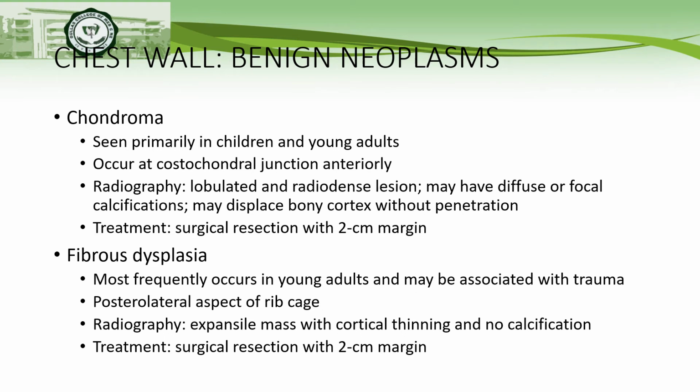Contrary to chondroma, fibrous dysplasia occurs at the posterolateral aspect of the rib cage. On radiography, we can see an expansile mass with cortical thinning, and there is also no calcification. Treatment is surgical resection with 2 centimeter margins.